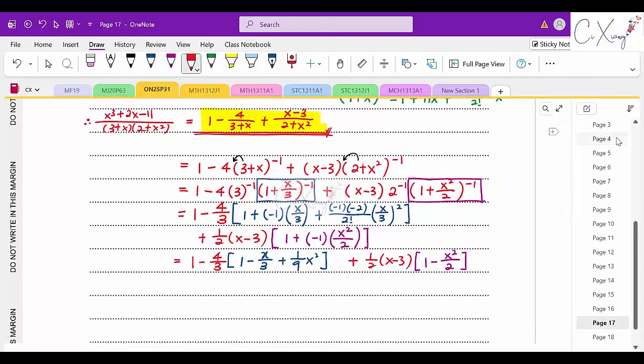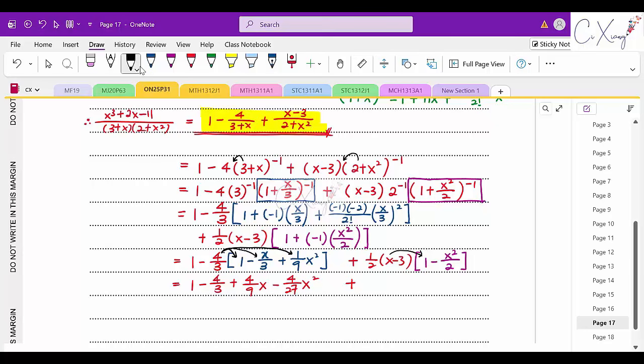Then let us group all the terms with the same pattern together. Before you can group all the terms together, multiply the constant here to every single term in your expansion just now. So I'm having 1 minus 4 over 3 plus 4 over 9x, then minus 4 over 27x squared. So just make sure that you double check and make sure there's no careless mistake.